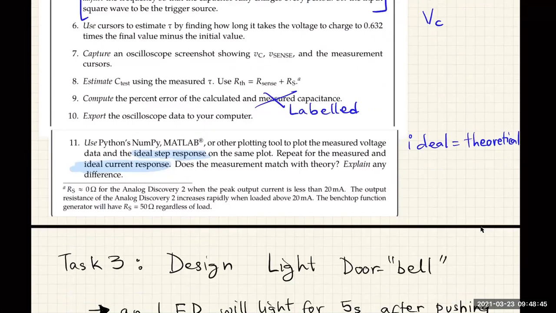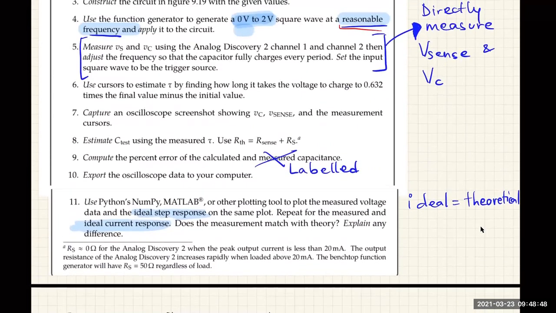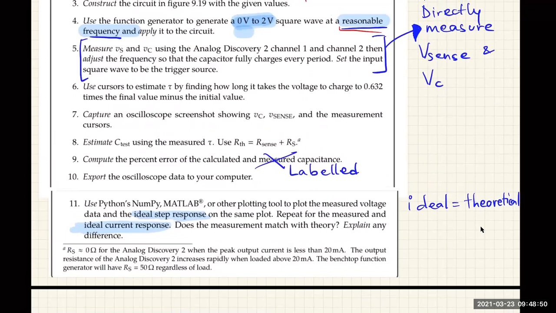Now, the last step of this task is to plot the measured voltage against the ideal step response. The ideal step response means the theoretical step response that you get by doing the algebra and calculating the solution to the differential equation. And you're going to export the oscilloscope data and plot that alongside the theoretical response.